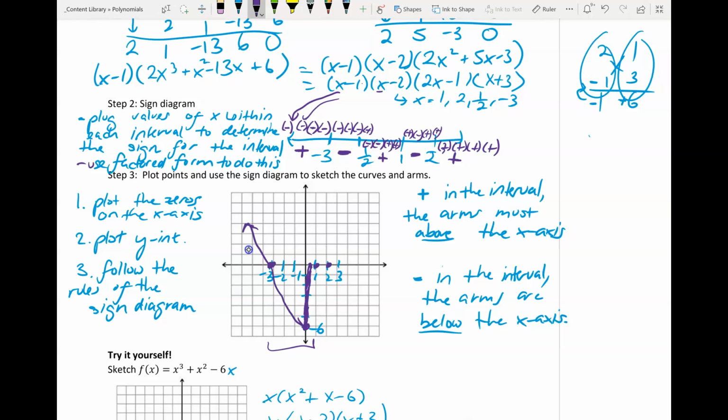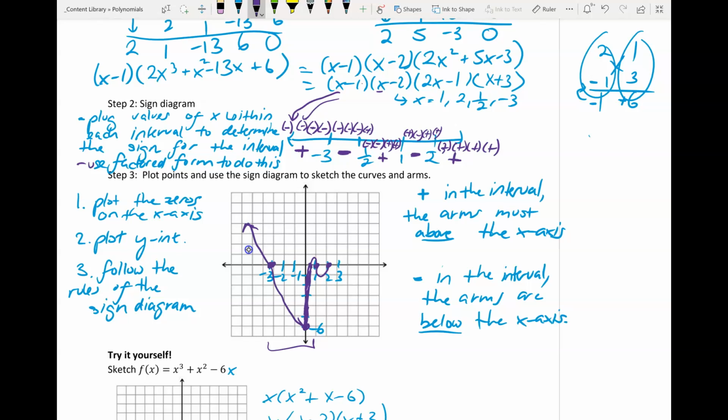Okay, and then from a half to 1, it's positive, so I need to be above the x-axis. So in this section here, it needs to be above the x-axis. So do a little loop above the x-axis so I can go back to the 0 at 1. Then from 1 to 2, I need to be below the x-axis. So again, just a little loop there because I need to connect my zeros, but our section is going to be below the x-axis.